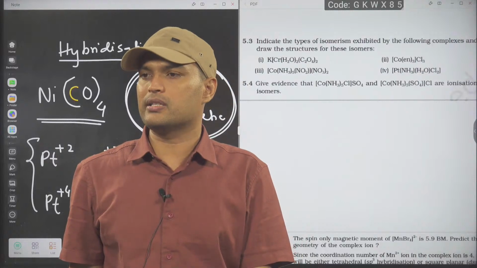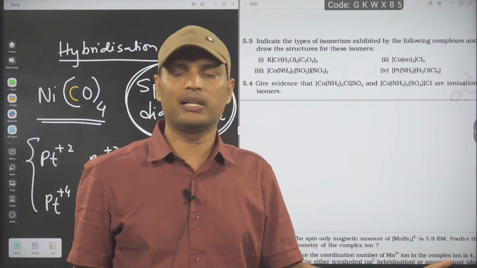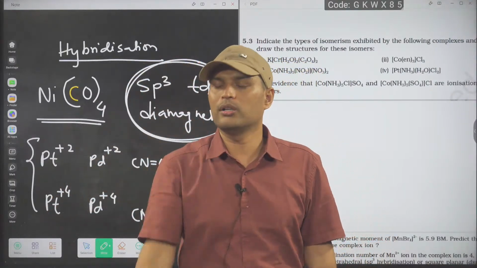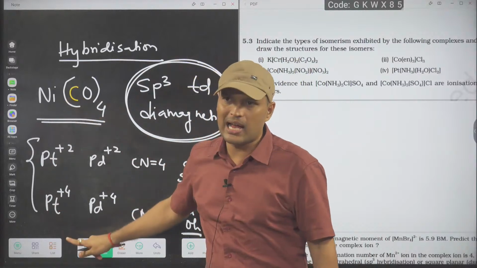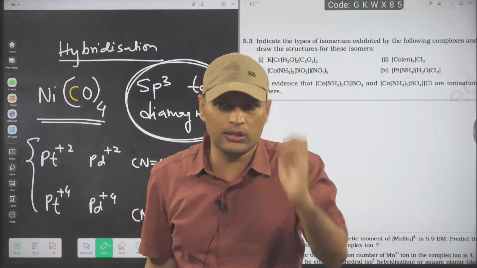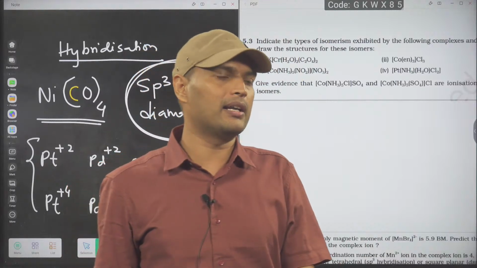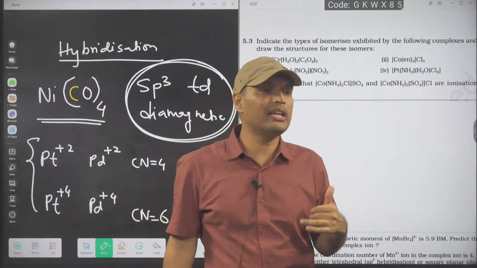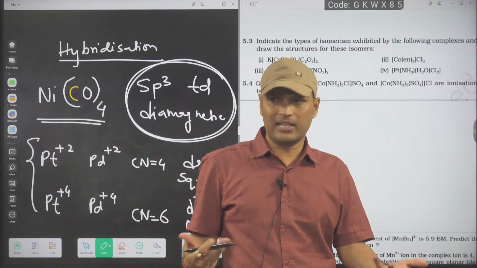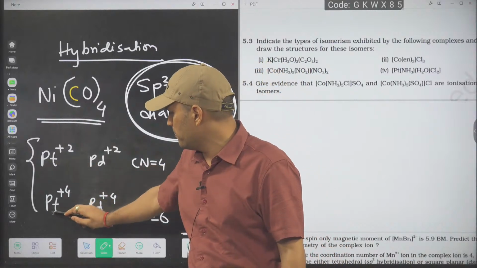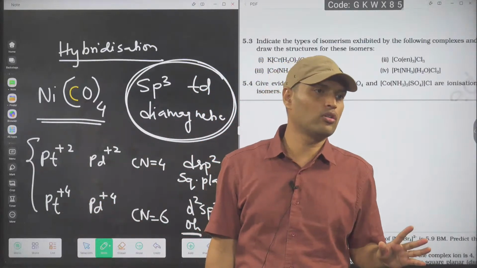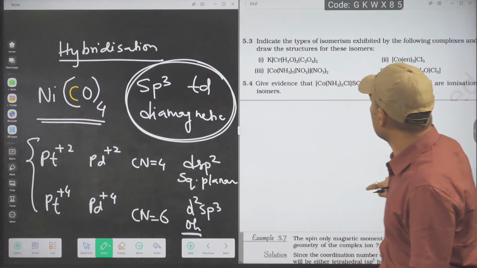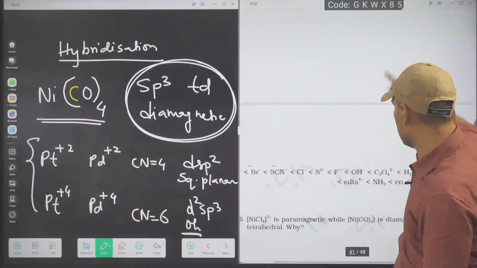Platinum in 2+, coordination number 4, inner orbital complex. Very important. Keep this in your mind. Don't forget. Only 3-4 things I am telling you in hybridization. Ni(CO)4, learn it: sp3 tetrahedral, diamagnetic. And platinum, palladium, 4d and 5d series elements. Other elements are also there, but generally they ask platinum and palladium. Always inner orbital complex. dsp2 means square planar, d2sp3 means octahedral. You can see these examples now.